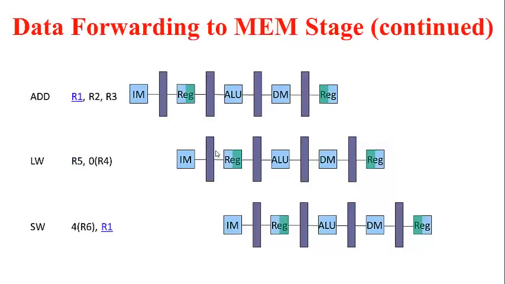Now there is another instance where data forwarding may be needed to the MEM stage, that is shown in this example. In this example, the first instruction is add followed by a load word which is not dependent on any instruction, and then there is a store word whose data to be stored is dependent on 2 instructions prior on this add instruction. Suppose we do not use any data forwarding, how many cycles of stall will be required for this store word instruction?